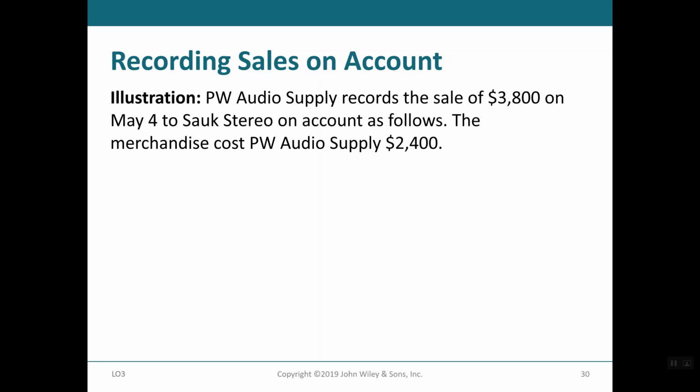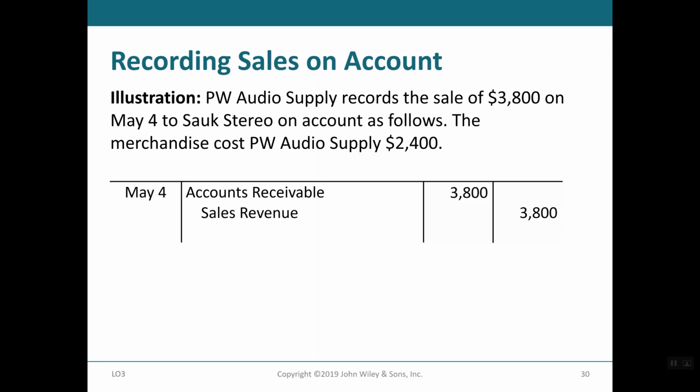PW Audio Supply records the sale of 3,800 on May 4 to Sook Stereo on account as follows. The merchandise cost PW 2,400. So you see we have additional information here, saying that the cost of the merchandise they sold is different from the selling price. They sold it for 3,800, but the actual cost of that merchandise is 2,400. So first we deal with our sales: accounts receivable 3,800, sales revenue 3,800. So an increase in assets and an increase in our sales revenue.